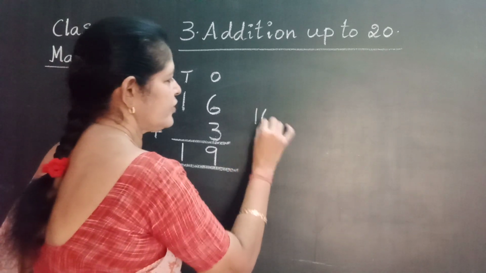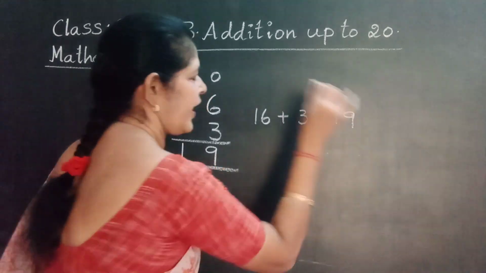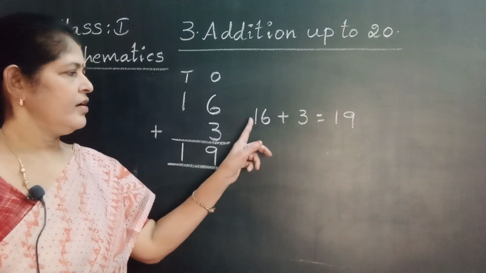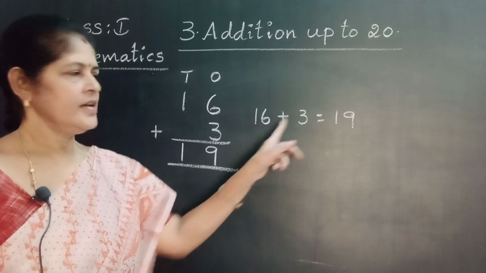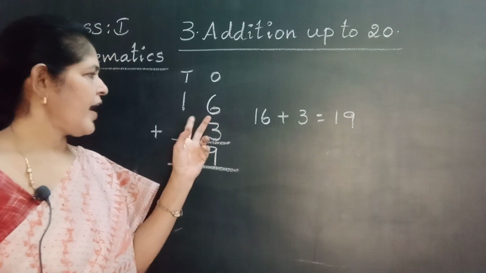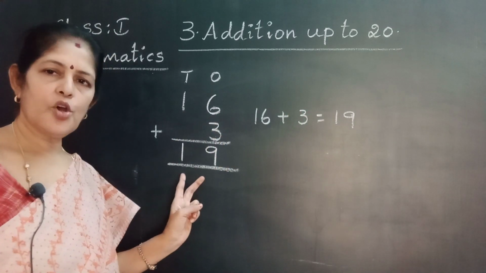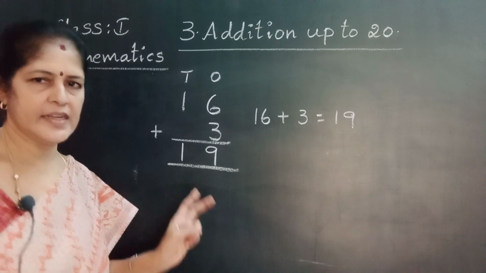See, we are going to write like this. 16 plus 3 equal to 19. 16, 1 ten, 6 ones. 19, 1 ten, 9 ones. Here we add 2-digit number and 1-digit number. The total goes to 2-digit number.